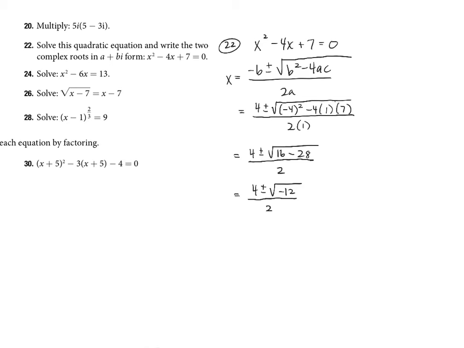So we need to reduce that 12. We reduced it earlier. We found it was 2 square root of 3. So we have 4 plus or minus 2i square root of 3 over 2. So we did the work for that in an earlier problem.